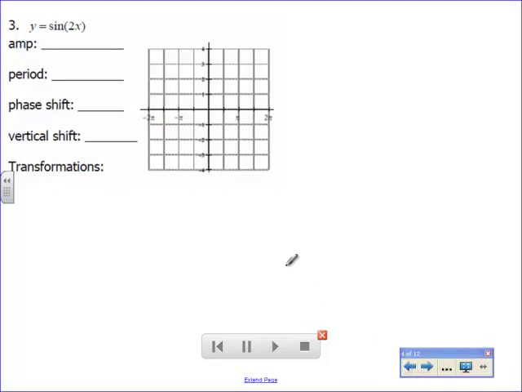Okay, the next one is sine of 2x. This time we have a b value inside. So that b value is going to affect our period. But our a, we have no c, and we have no d. So we have no phase shift, no vertical shift, an amplitude like normal of 1. But our period we need to find by using our formula. Period is 2 pi over the absolute value of b, which in this case is 2. 2 pi divided by 2 is going to reduce to pi. So I now know that my period is pi.